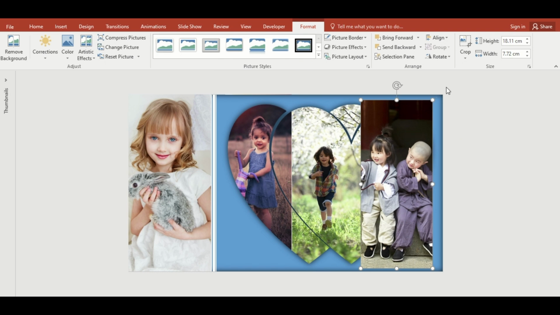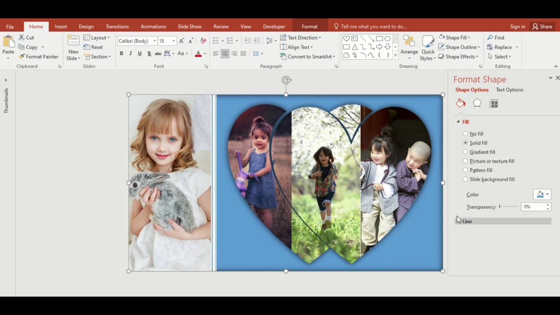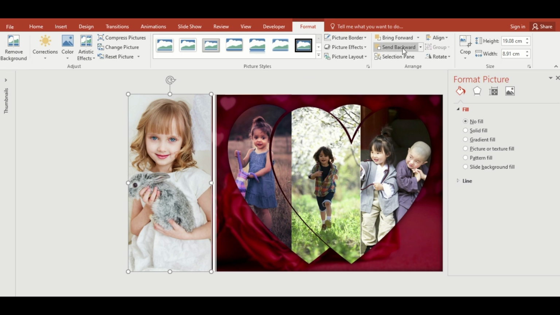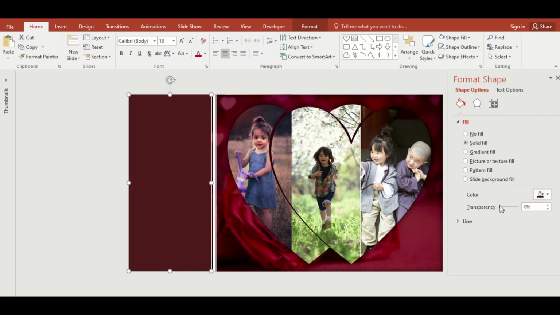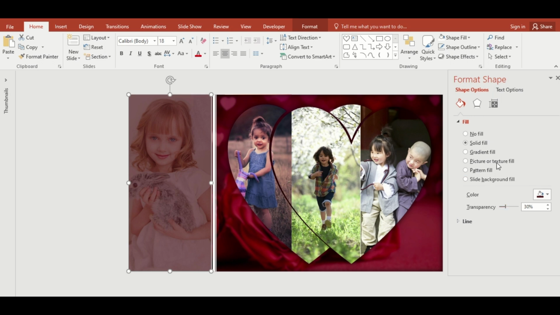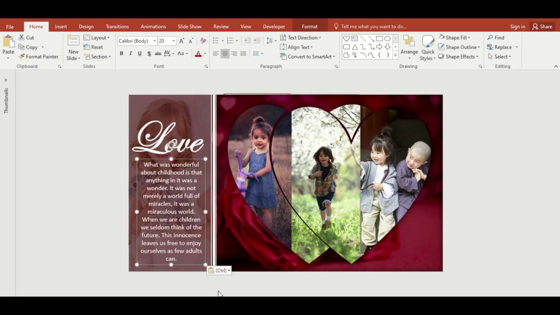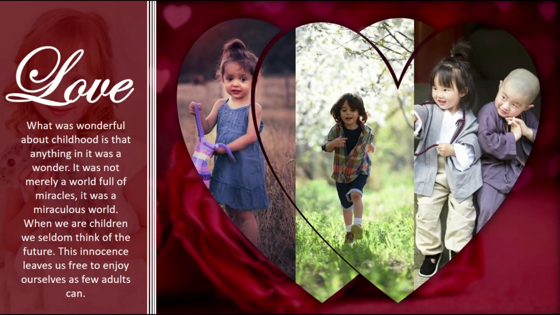To make it more attractive, let's add a background. Right click, go to Format Picture and click on Picture or Texture Fill. Increase the transparency of the shape. Finally, add some text such as a quote using the text box tool. Once you are happy with your design, now click on Slideshow and that's it.